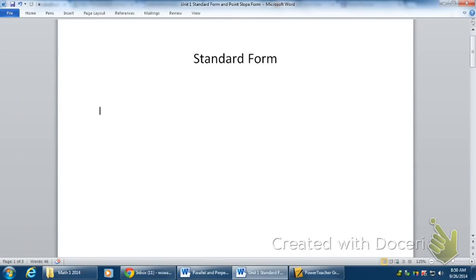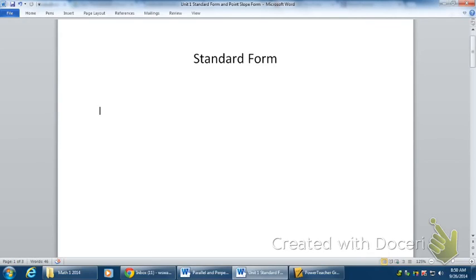Okay, and we're talking about lines and equations in different forms. There's three types of forms. We've already talked about slope-intercept form. That's the biggie: y equals mx plus b. Two more forms we have left are standard form and point-slope form. They're a little bit trickier than slope-intercept form.